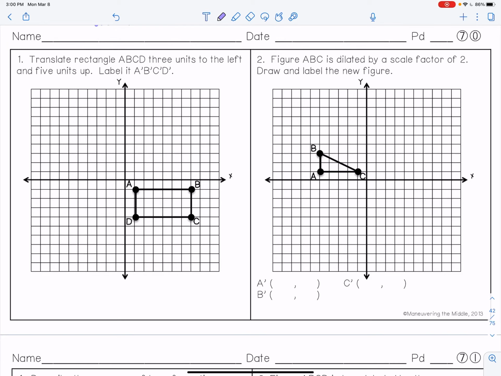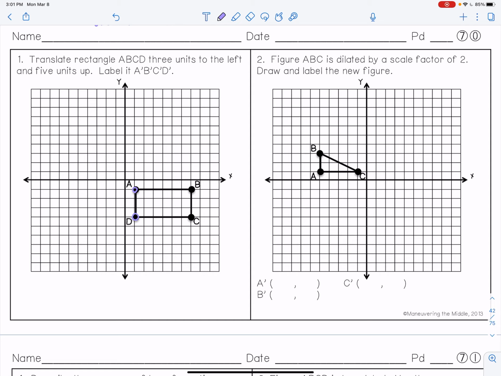All right, day 70. Number 1, translate rectangle ABCD 3 units to the left and 5 units up. So we're just going to move it 3 units to the left first and then 5 units up. So let's look at point A, and we'll be able to use that to go ahead and move the rest of our stuff. So, well, let's actually do A and D.